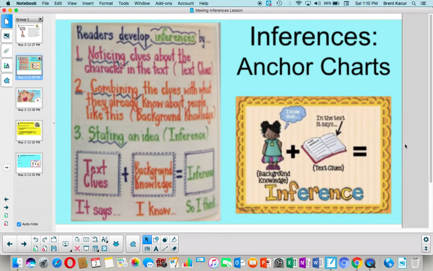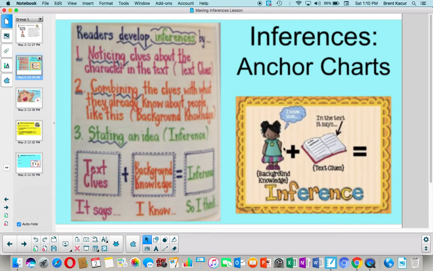Inferences. Here's a little chart over here that we can refer to as a visual. So we use our background knowledge, what I know. We add it to the text clues within the text, what the author tells us about that character. How does that character feel? How does that character act? What does that character say? What does the character do?